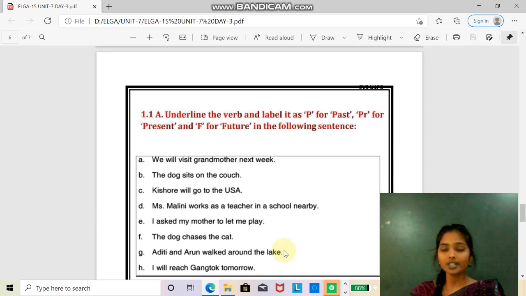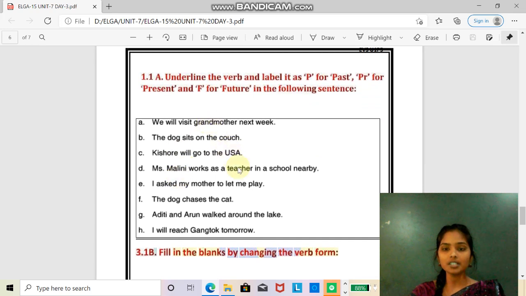I hope you understood about the perfect tense. You all have an exercise. Underline the verb and label it as P for past, PR for present, F for future in the following sentences. So here we have given some sentences. We have to read the sentence carefully. Then you have to think which verb is there in that sentence. You have to think and underline that verb.